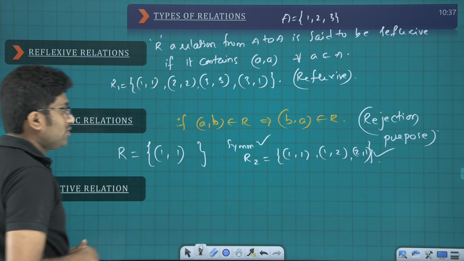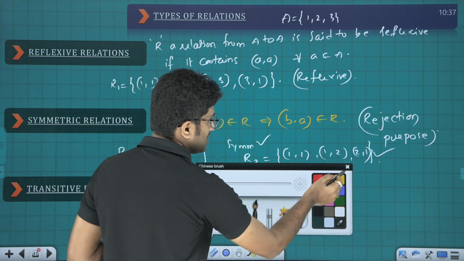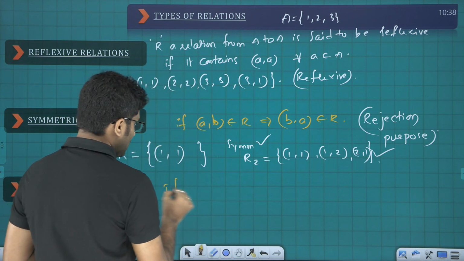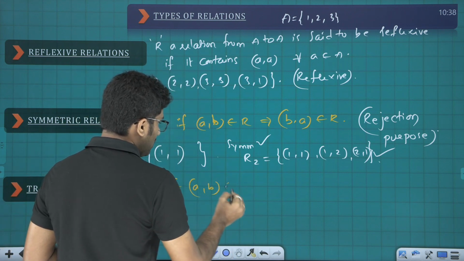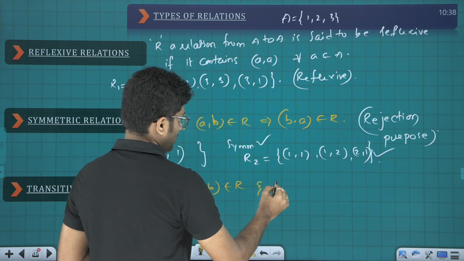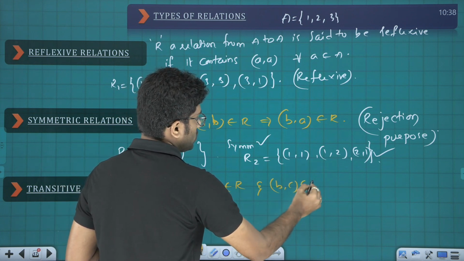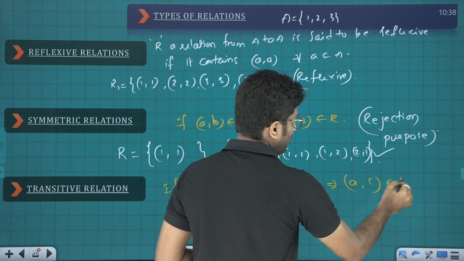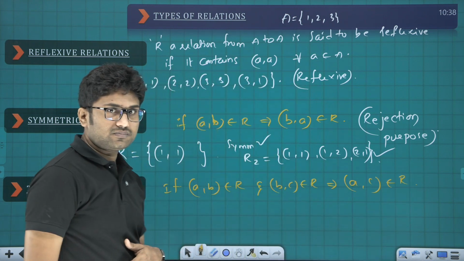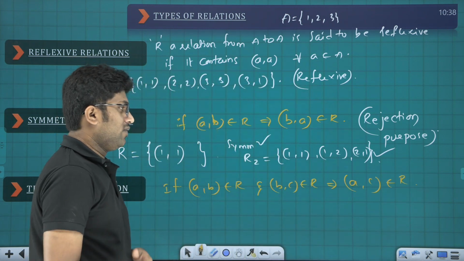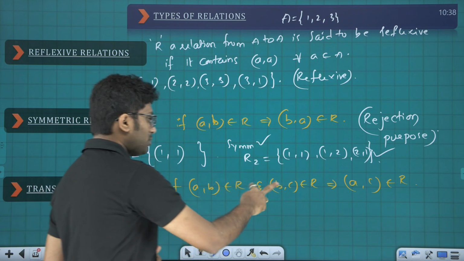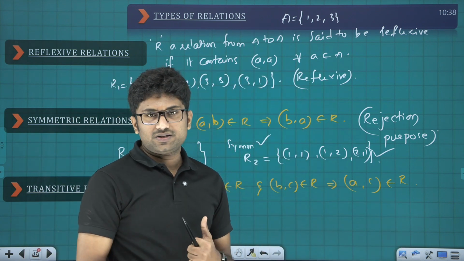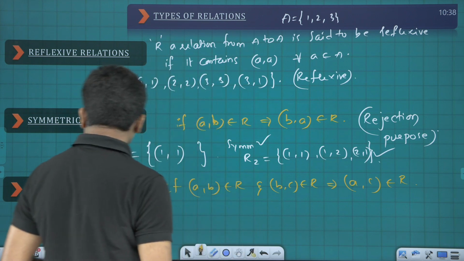Next, transitive relation. Same story, friends. This definition is also for rejection purposes only. That is, if A comma B belongs to R and B comma C belongs to R, in this case, check the existence of A comma C. Then we say it is transitive. If both are present and in that case A comma C does not exist, that is not transitive. Clear?